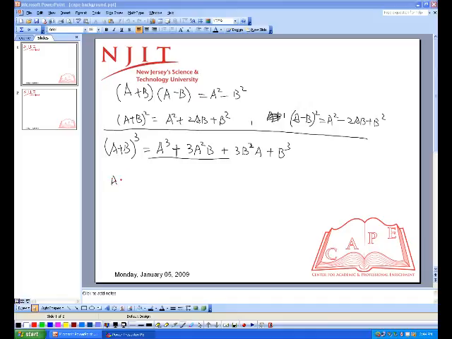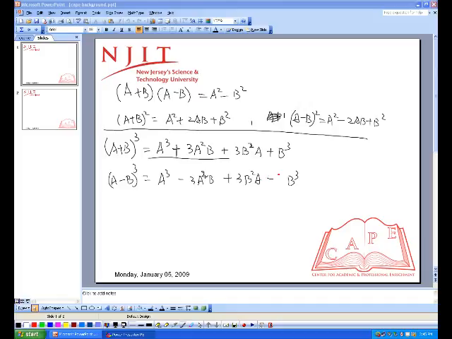Another formula is a minus b cubed, which is equal to the same terms, but the signs are different. If you have a plus b cubed, everything is positive. But if you have a minus b cubed, you'll have alternating signs. That means the first sign will be positive, the second sign will be negative, the third sign will be positive, and the fourth sign will be negative. Okay? So that's something you should remember.